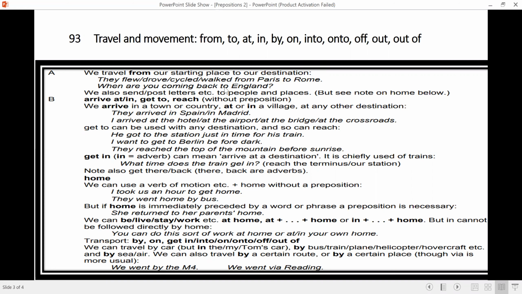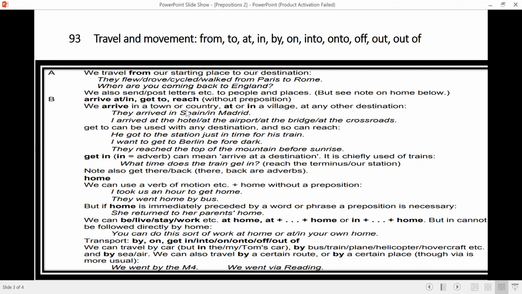When are you coming back to England? Here you have not used from, so we are simply using to in a question form. We also send and post letters, etc., to people and places. So you can use to with such verbs like send and post, etc. Arrive at or in, get to, reach without preposition. So let's see how we can use them.